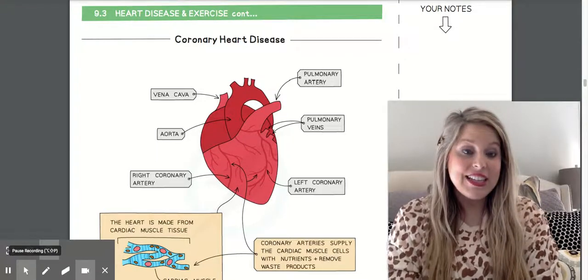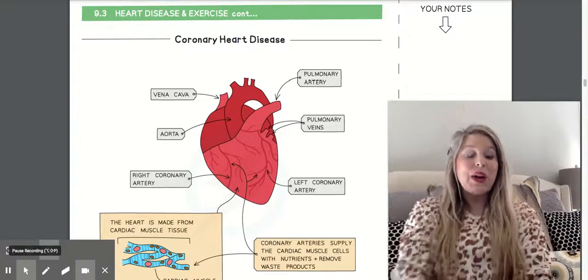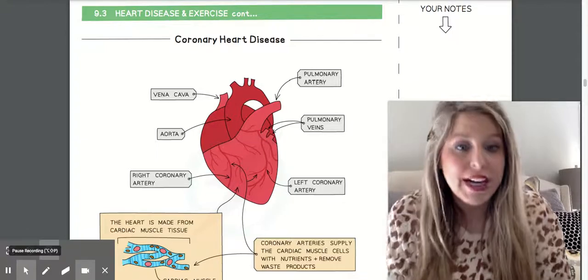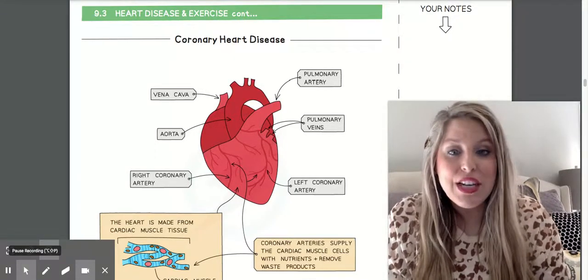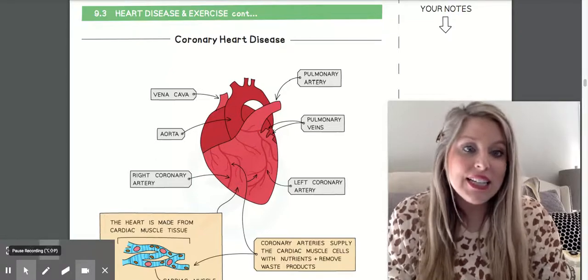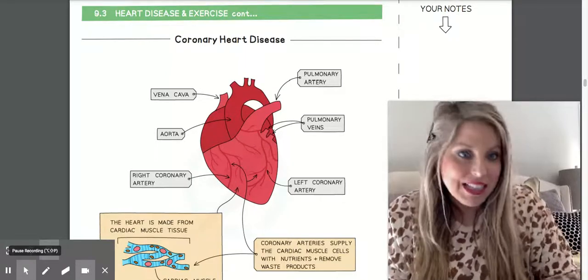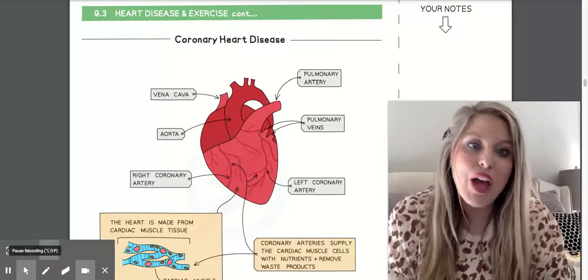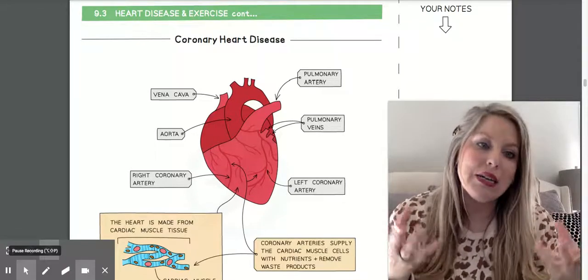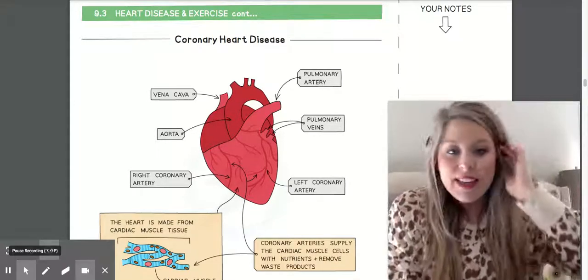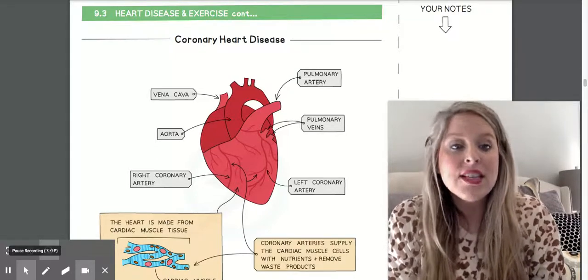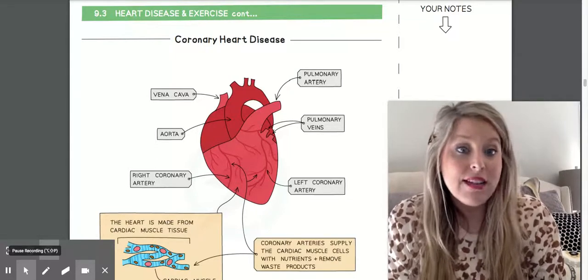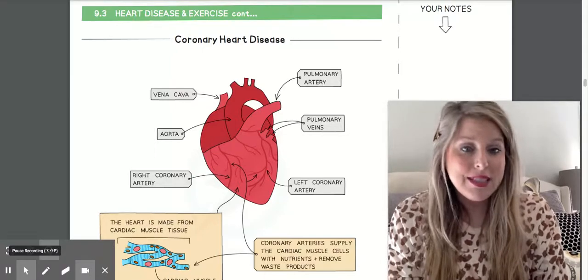All right, let's look at section 9.3, where we're going to cover heart disease or coronary heart disease. Now, with coronary heart disease, it's important to note that your heart is a muscle, and this muscle has to be supplied with oxygen to be able to beat and pump and contract. If it cannot get the oxygen that it needs because of blockages, then your heart is not going to beat, therefore, you're not going to be able to sustain life.